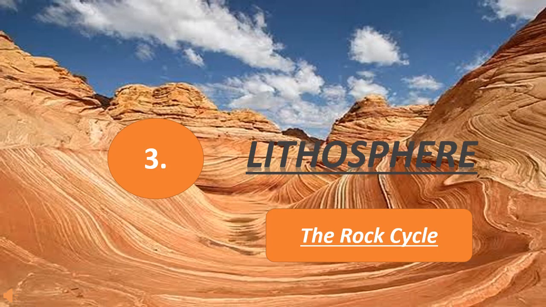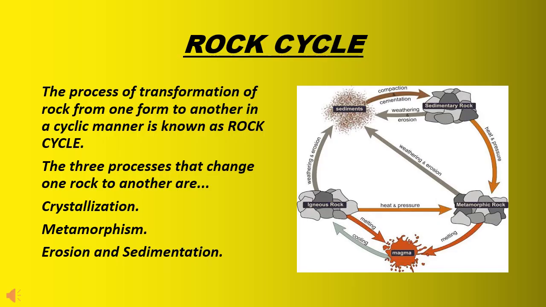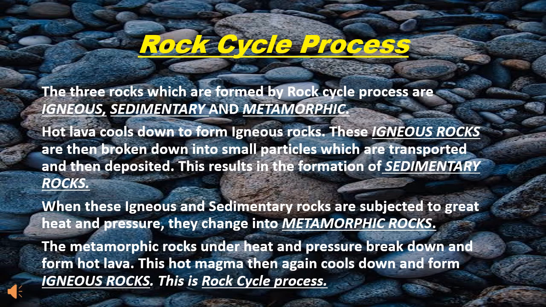Number three, sphere of Earth, the lithosphere, the rock cycle. Rock cycle. The process of transformation of rock from one form to another in a cyclic manner is known as the rock cycle. The processes that change one rock to another are crystallization, metamorphism, erosion, and sedimentation. The three rocks which are formed by the rock cycle process are igneous, sedimentary, and metamorphic.